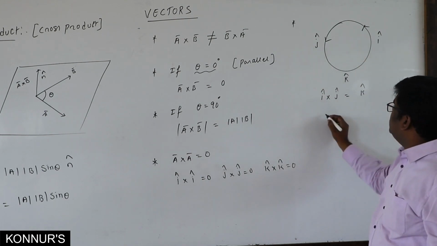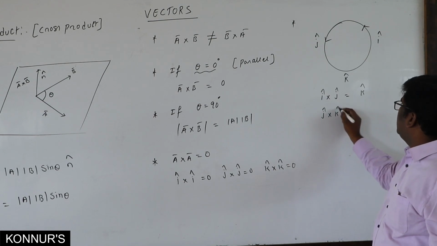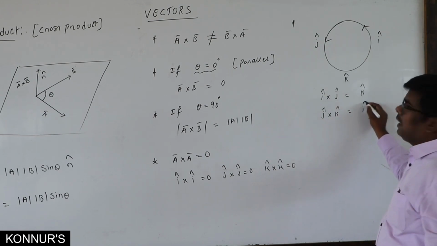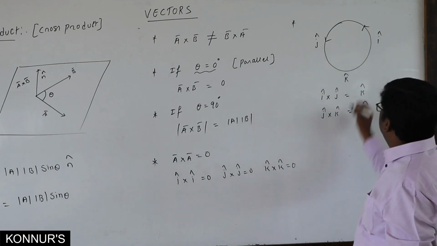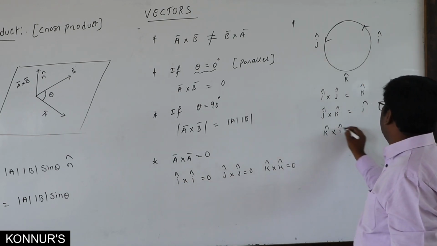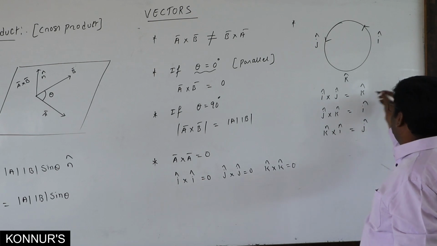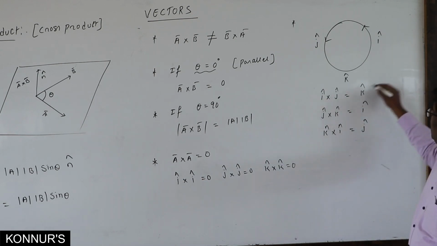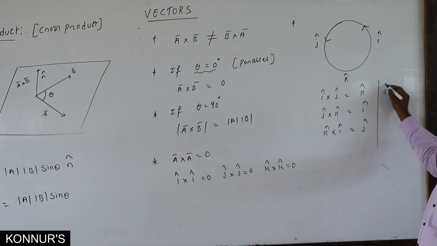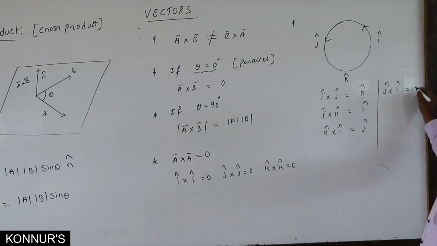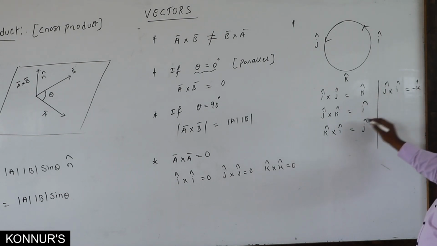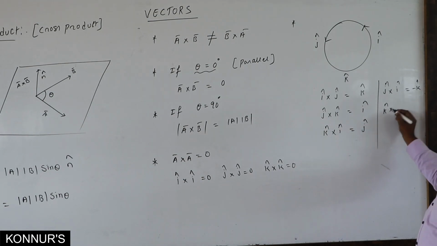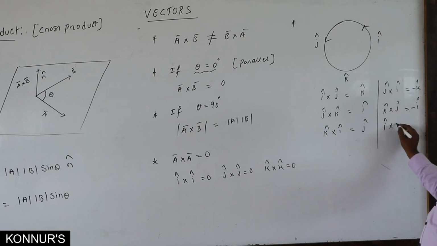Same way here, j cross k is i cap, the other one. Next, k cross i is j. And if it goes clockwise, that is, j cross i, it is minus k, you will get it. The same way, k cross j is minus i, and i cross k is minus j. Like this you can find it out.